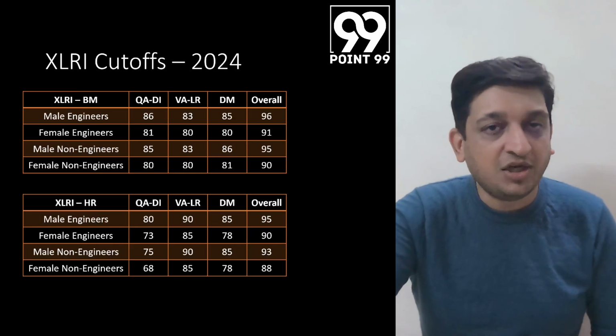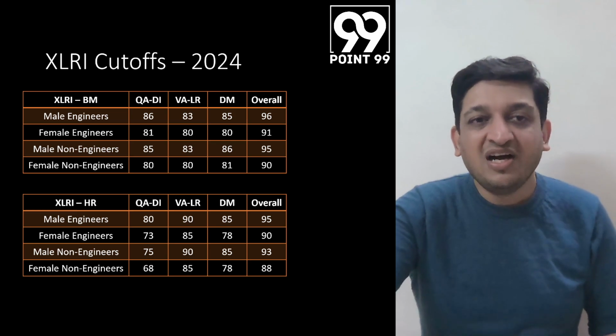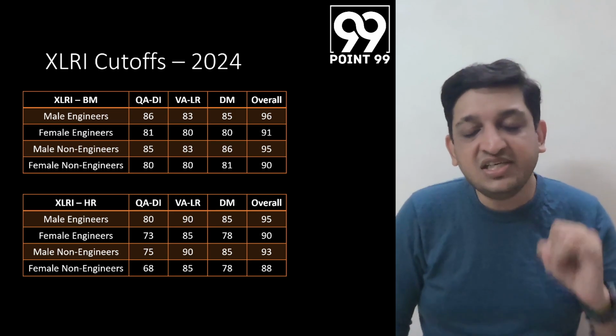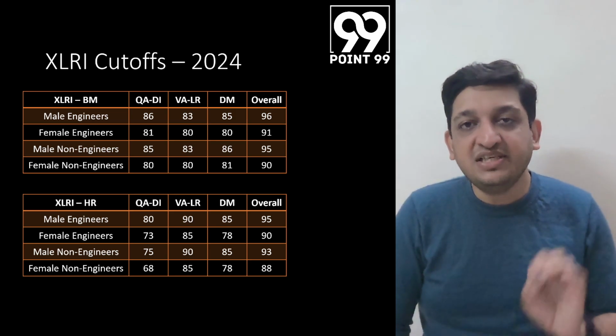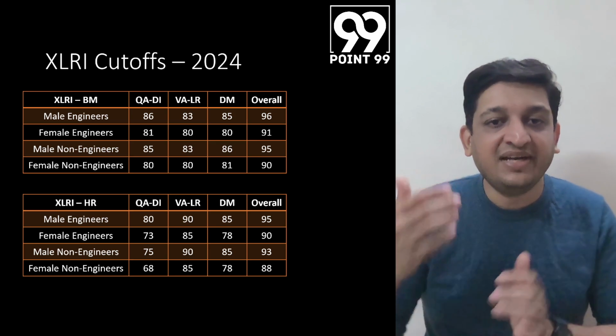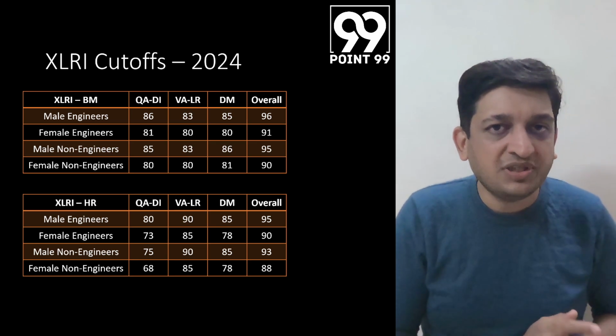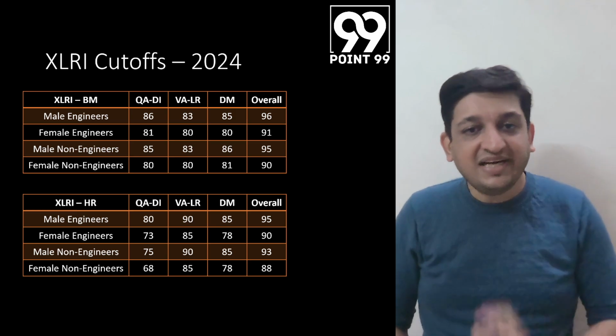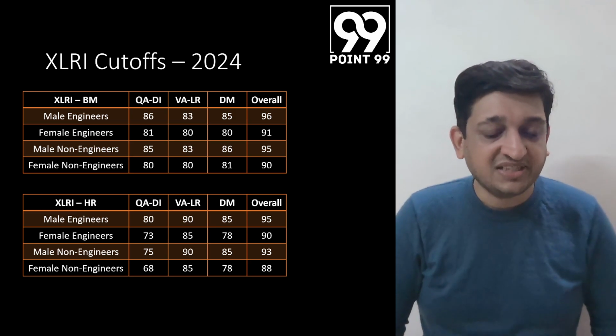So this is what the XLRI cutoffs looked like in 2024. XLRI generally divides candidates into 4 categories. So male engineers, male non-engineers and female non-engineers. And if you look at the overall percentile 96, 91, 95, 90, sectional भी अलग-अलग होते हैं for each of these categories. HR के अंदर भी अलग-अलग होते हैं for each of these categories. That is what it looks like in this particular context. ठीक है?